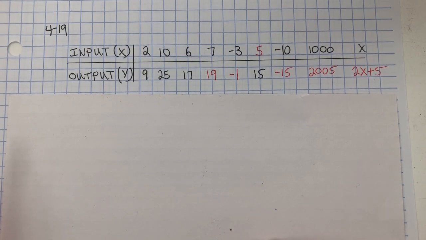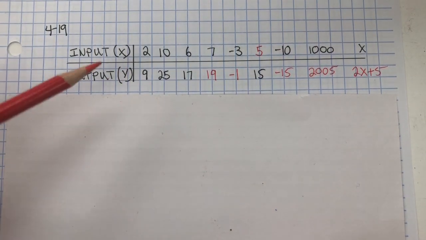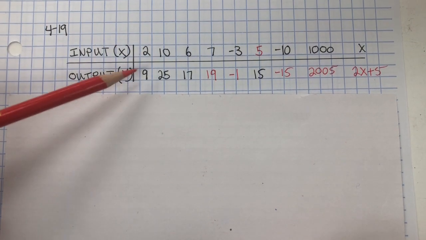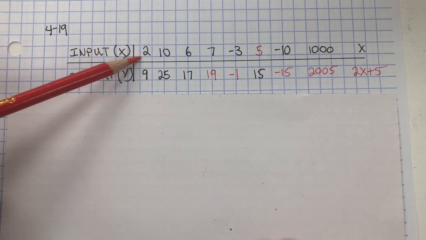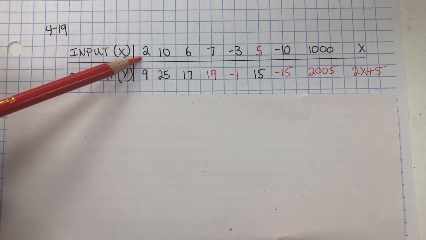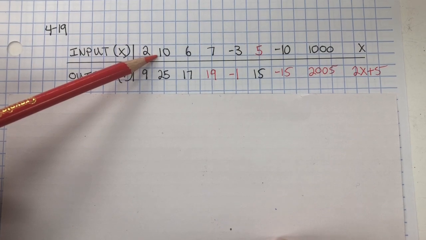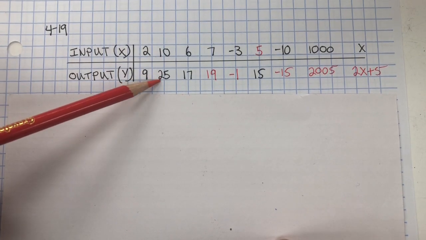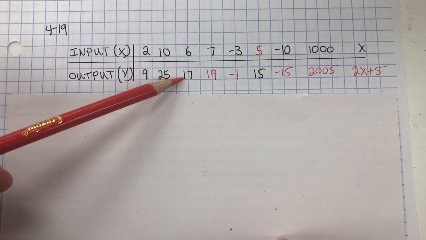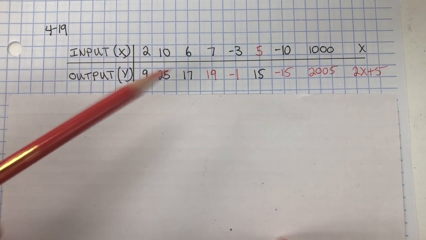In 419, you need to copy and complete the table. In red were the missing values. If I look at the input value and then the output value, I can see that the input value is multiplied by 2 and adding 5. If I multiply 10 by 2, I get 20 plus 5 is 25. 6 multiplied by 2 is 12, plus 5 is 17. So 7 multiplied by 2 is 14, plus 5 is 19.